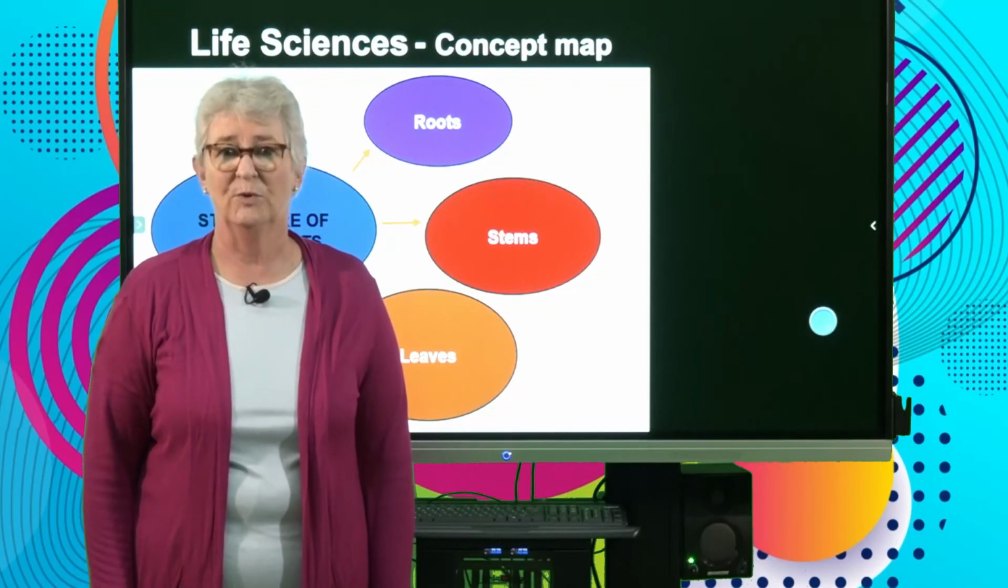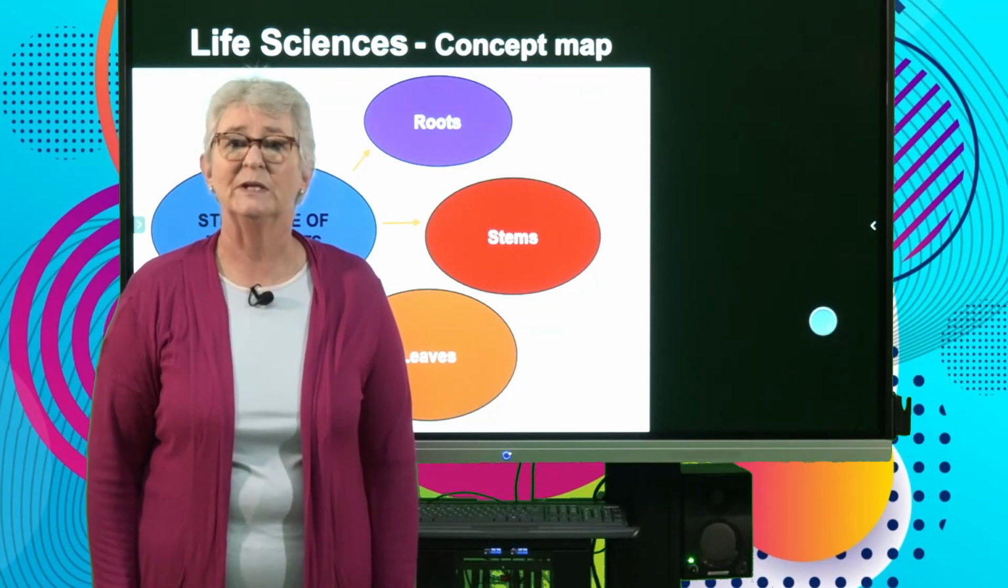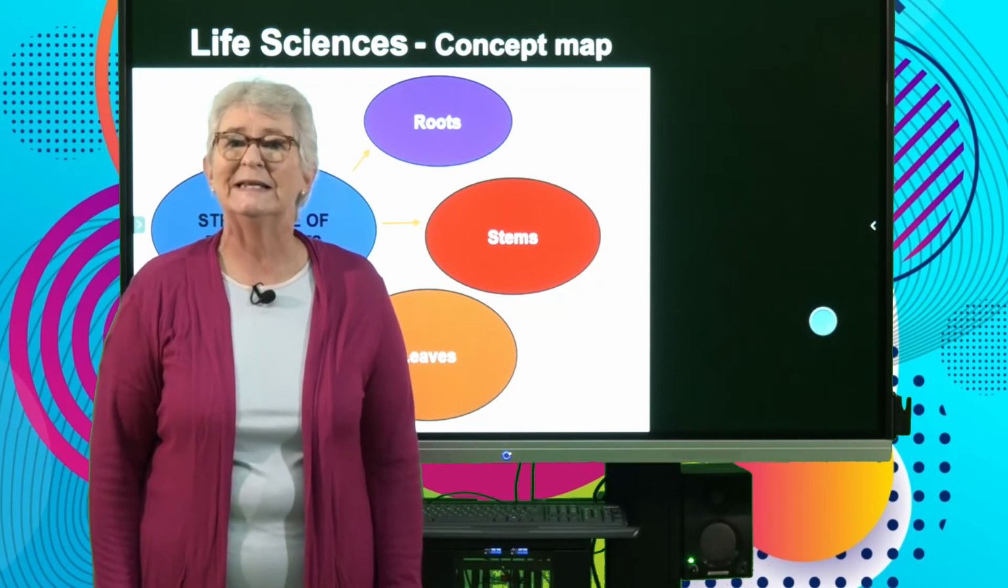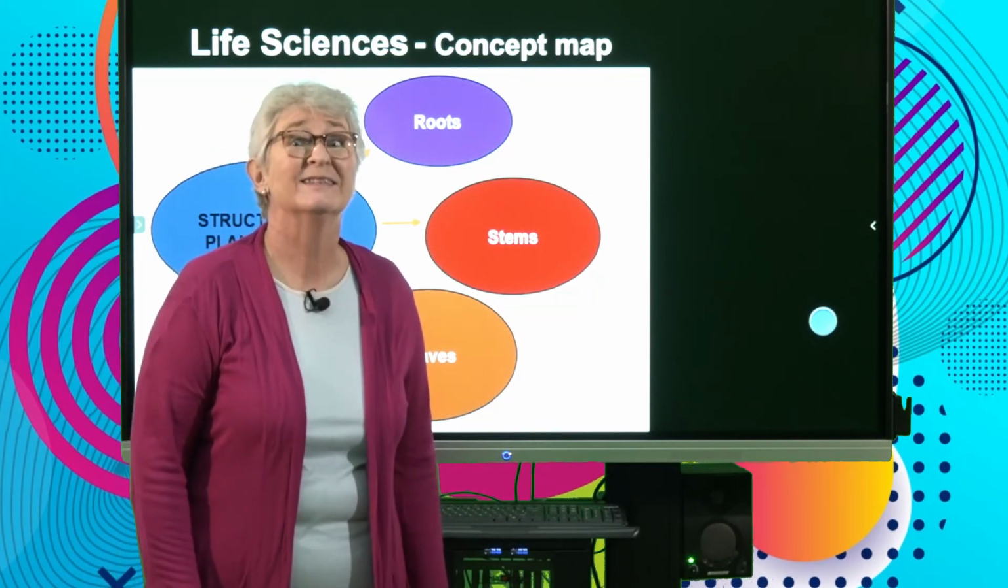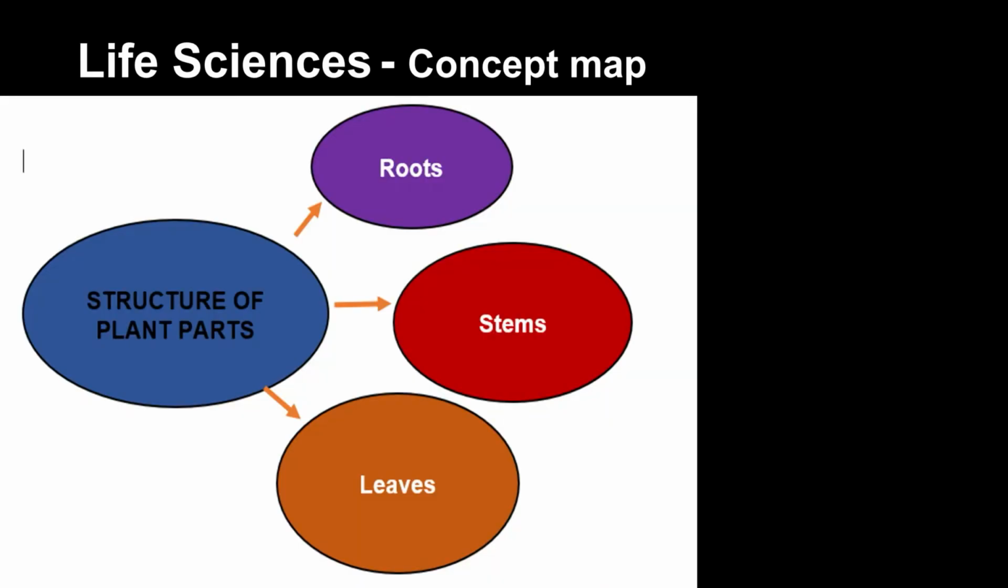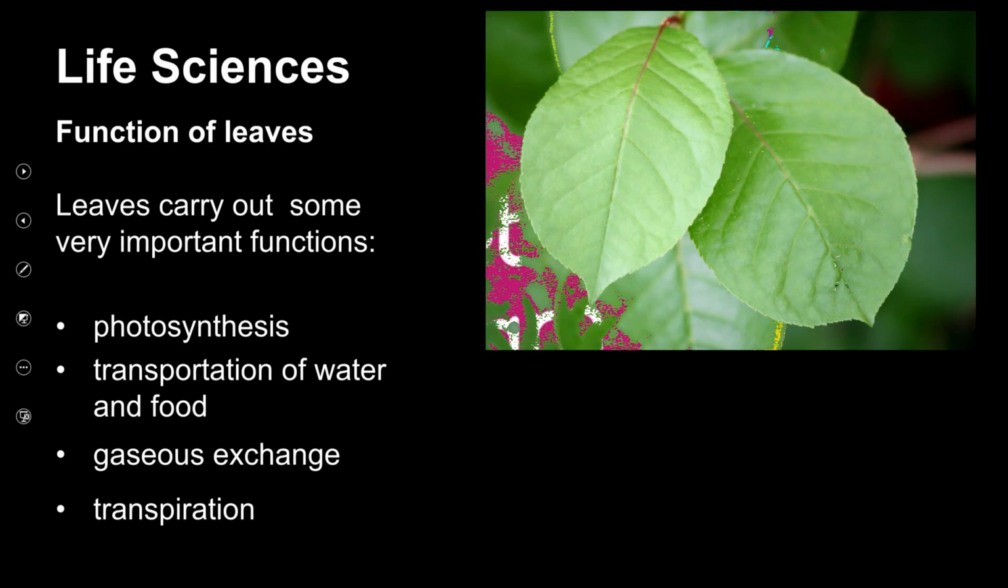Welcome back after your break. In this last segment, we're going to be looking at a little bit of what do leaves actually do? What is the function of leaves? And we'll be relating it to the structure of the leaf. Leaves carry out very important functions, and you can see them listed here: photosynthesis, transportation, gaseous exchange, and transpiration. We will be looking at those in detail in some of the next lessons, but I want to give you a brief introduction now.